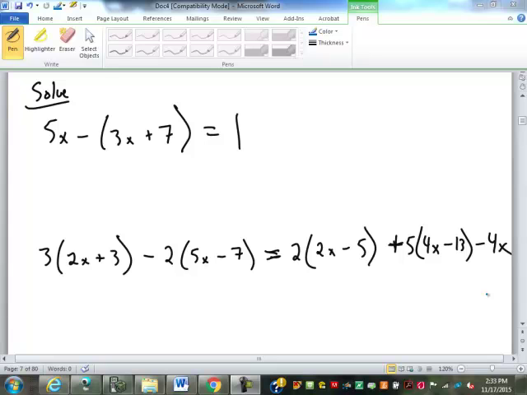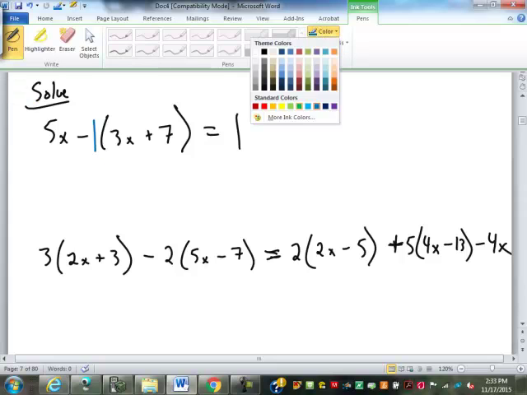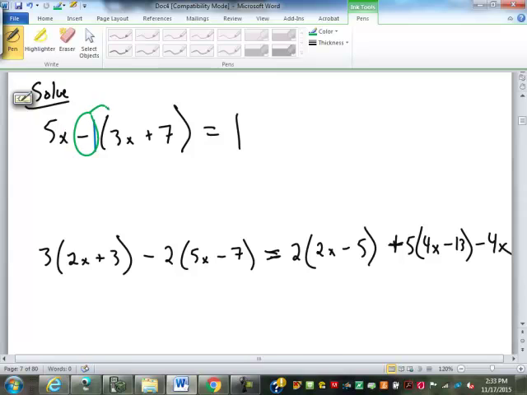So for the first one, there's one little quirk to this one that makes it difficult. Can anybody tell me what it is? The minus in front of the parentheses. How do we treat that? It's a negative 1 times the parentheses, because the negative doesn't just go with the 3x, it also has to go with the 7. Everything in the parentheses. So we have negative 1 times 3x is negative 3x. We also have negative 1 times 7, which is negative 7.